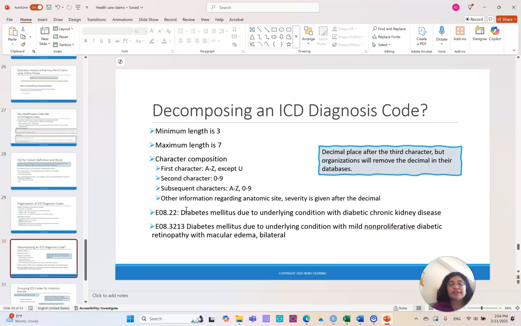Then the next code, and this is the most detailed one, E08.3213. The last character is called an extension. If you look at the description here, you'll see a comma, and it says bilateral. It has something to do with an eye condition, retinopathy with macular edema, and it's bilateral, so it's in both eyes. So the 7th character is an extension of the ICD code.